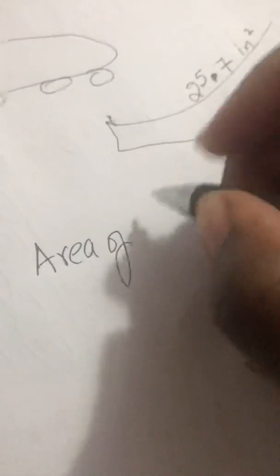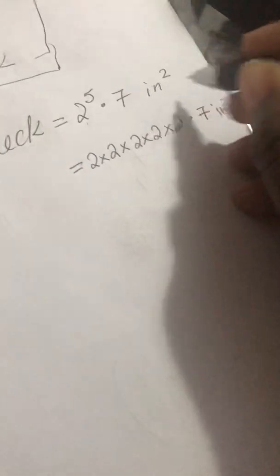So you will say area of skateboard deck equals 2 to the 5th power times 7 inches squared. Then you write 2 times 2 times 2 times 2 times 2, 5 times, times 7. Okay? Then you group inches squared. Don't forget your units. It says over there, square inches.